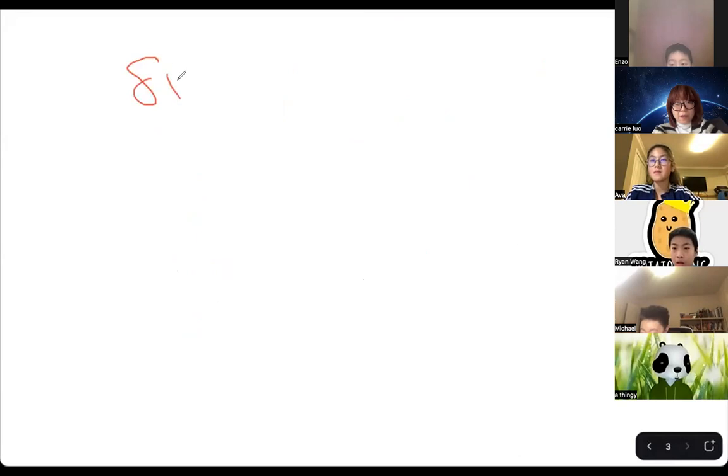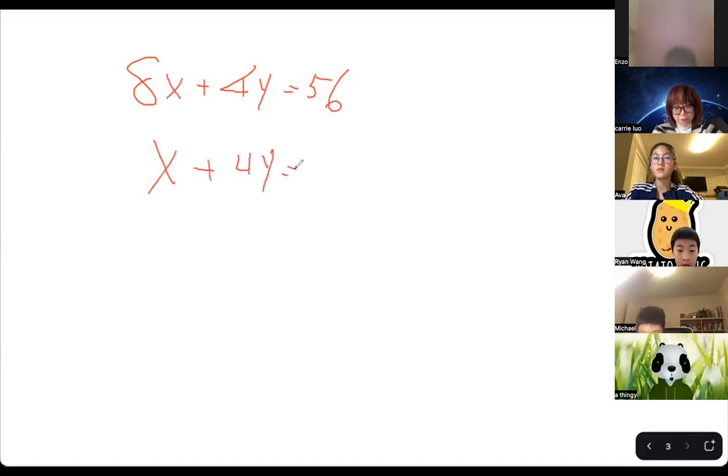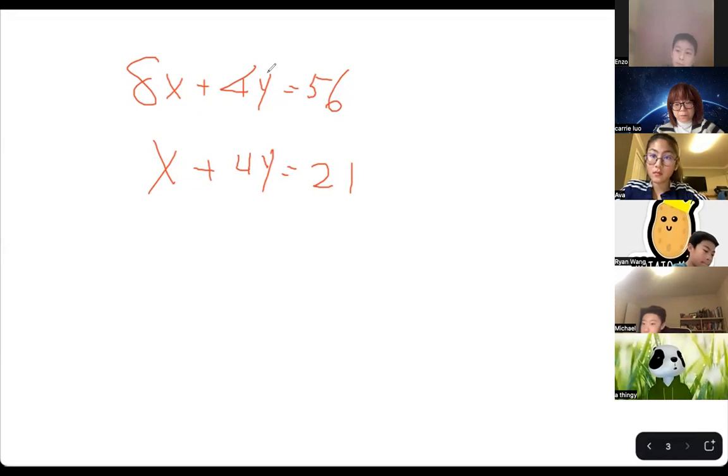So 8x plus 4y equals 56, and x plus 4y equals 21. There are actually two ways of doing that, because you can directly minus them, and also you can simplify. For this one, simplify is not useful. Okay, so for this one simplify is not useful.